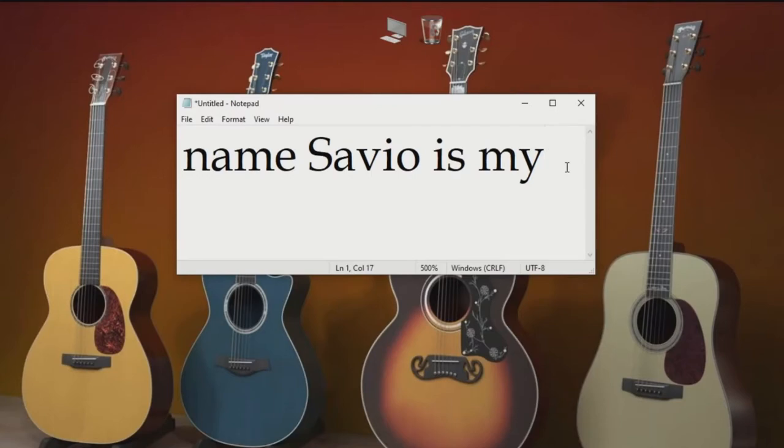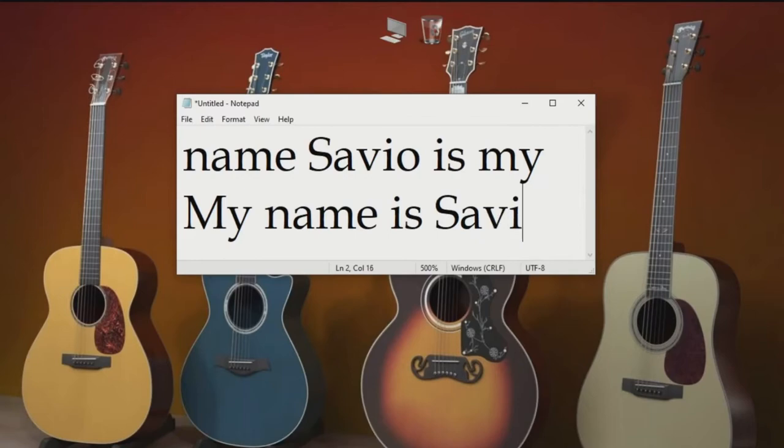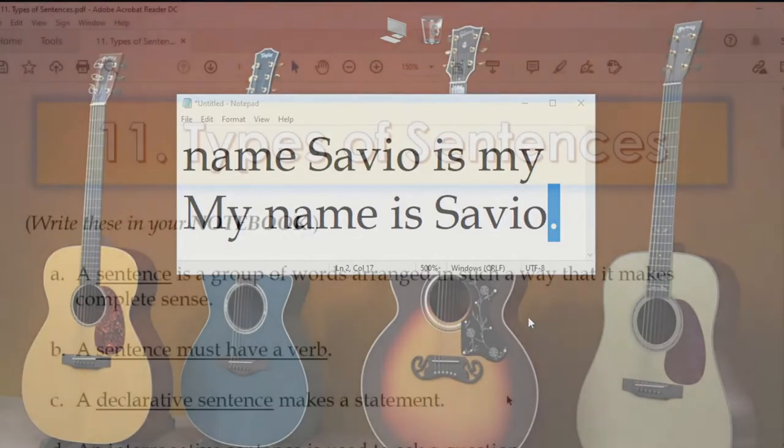And most of you must have already come to know how to correct this sentence. There are only 4 words. Now we will try and correct this sentence. My name is Savio. And any sentence ends with what? A full stop. Full stop means this dot over here.